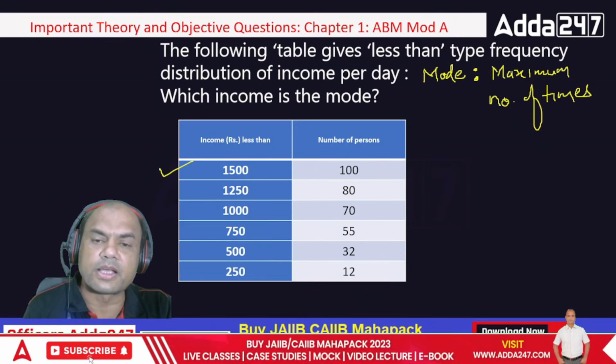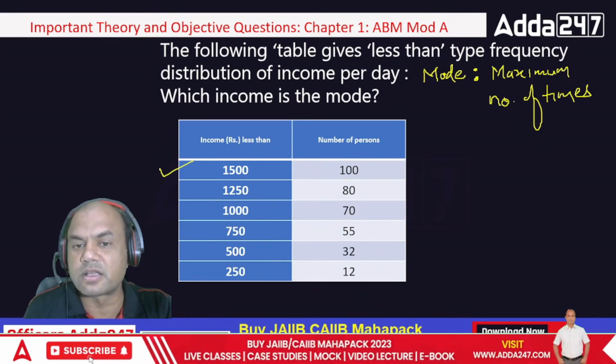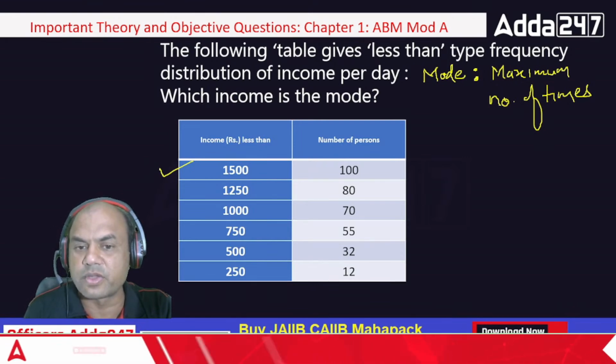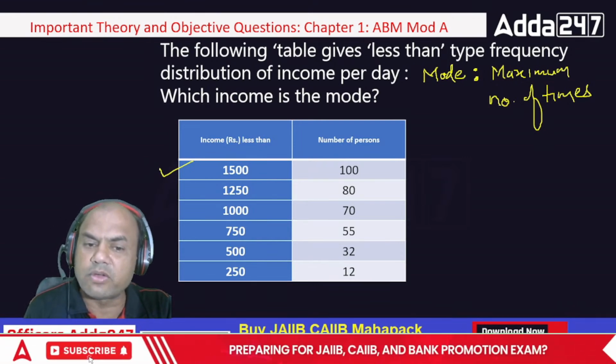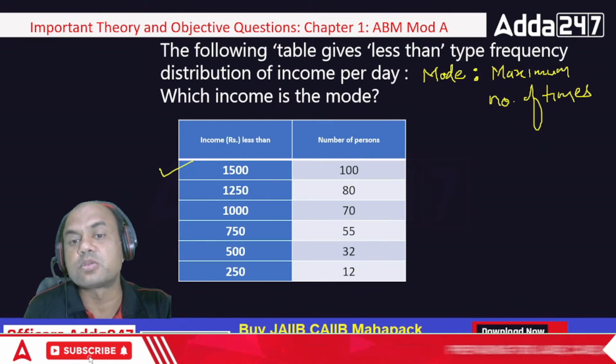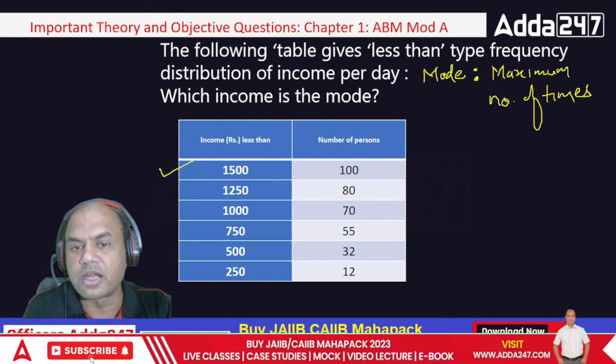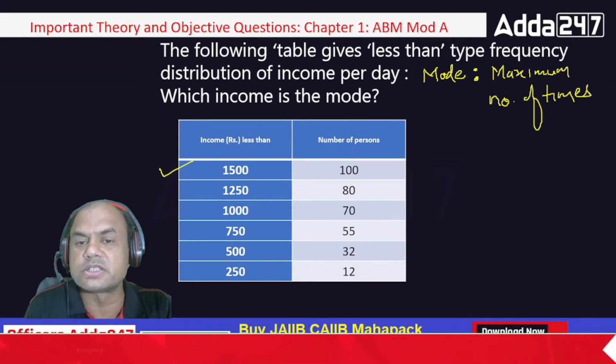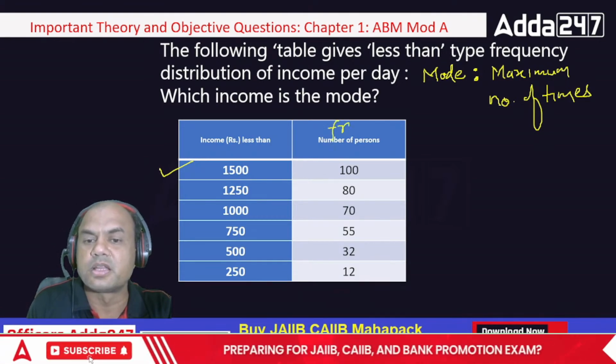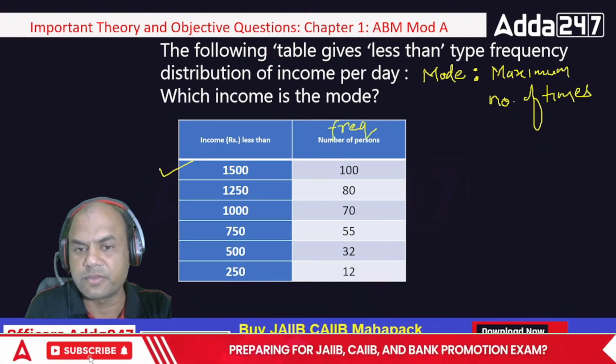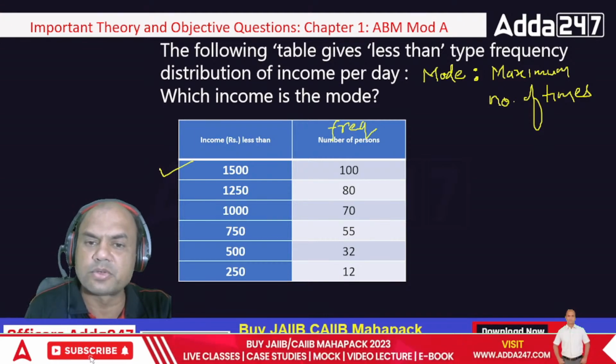Now suppose I arrange it in any other way, then also the mode will remain the same. 100 will remain the same. The frequency won't change. The number of persons is the frequency. So 100 will remain the same only. Got it?